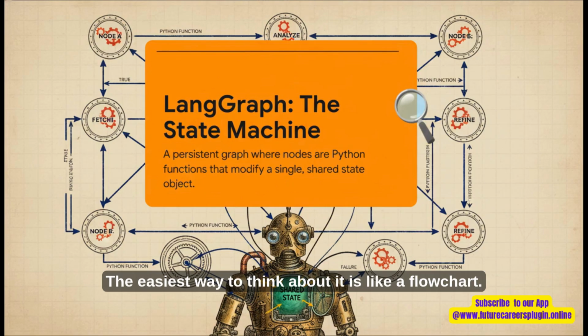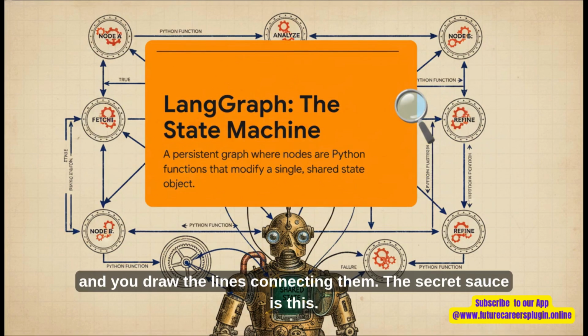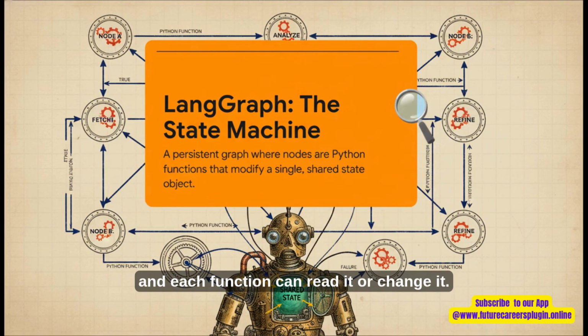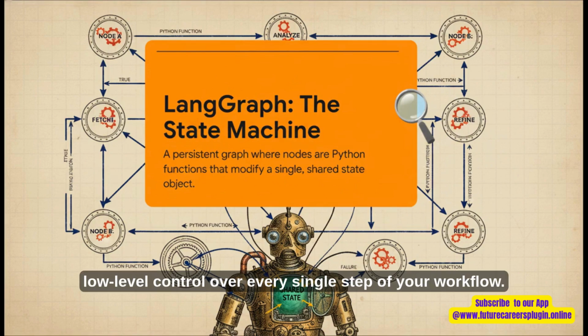The easiest way to think about it is like a flowchart. Each box in the chart is just a Python function, and you draw the lines connecting them. The secret sauce is this: there's a single state object that gets passed from box to box, and each function can read it or change it. This gives you incredibly fine-grained, low-level control over every single step of your workflow.